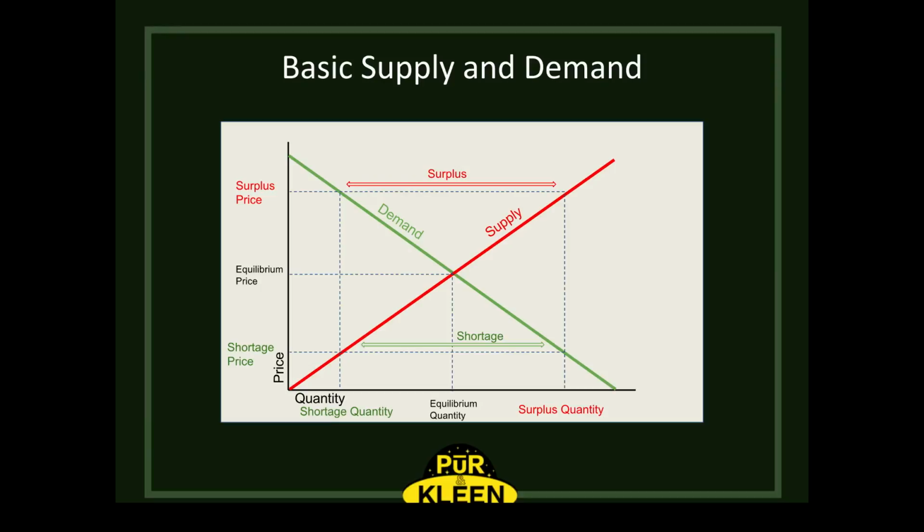If the sellers raise their price too high, where the demand is less than what they have to offer, they will have a surplus that will force them to lower their price until they can sell their entire supply.